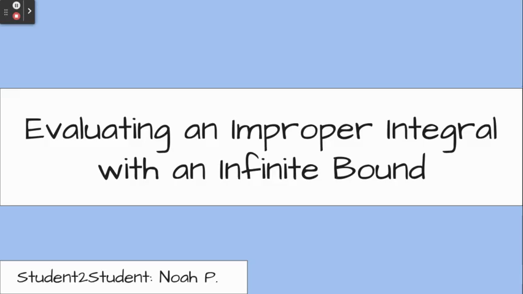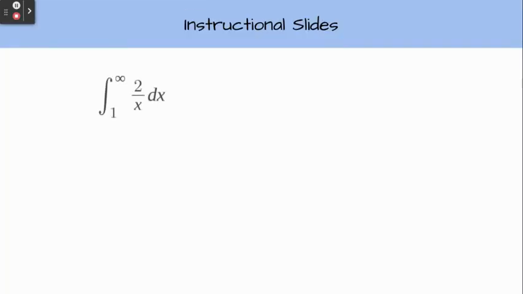Okay, this video is about evaluating an improper integral with an infinite bound. Basically, an improper integral with an infinite bound is any integral that has infinity in it, whether it be negative infinity to a certain number or, like in this problem, a certain number to infinity. When you evaluate an improper integral, you're either going to get an actual number when the graph ends up hugging the curve, or it's never going to approach the curve and it'll just be infinity.